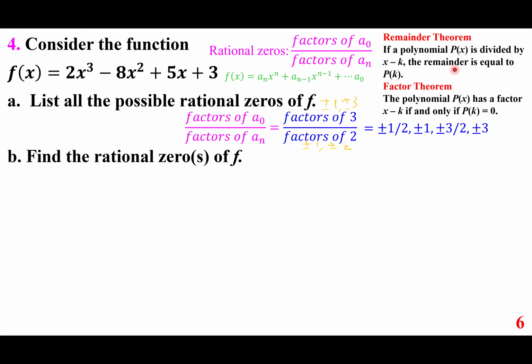Now, the factor theorem says the polynomial p of x has a factor of x minus k if and only if p of k is 0. So if it becomes 0, that means it's a factor. Now, you really have to check all of them, and it does take some time. I want you to know that. But that's one way to come up with the answer for a polynomial which has a degree larger than 2.